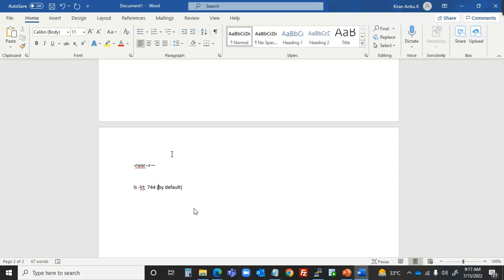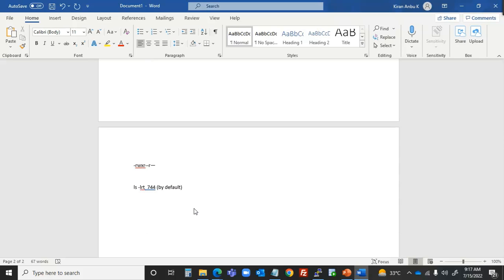So even though you create a dot text and you have very important content, for group and others if you give read access, it won't create any harm, because they can only see. They can't write, they can't copy, nothing, they can only see. So that's the reason for the default. They will ask in interviews also, what's the default permission when you create a file, so you can tell 744.